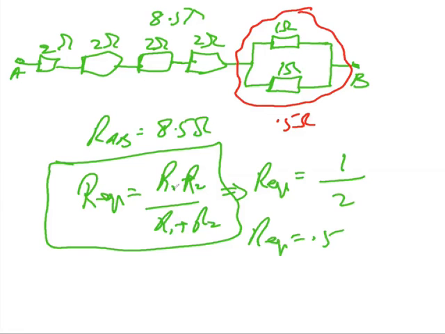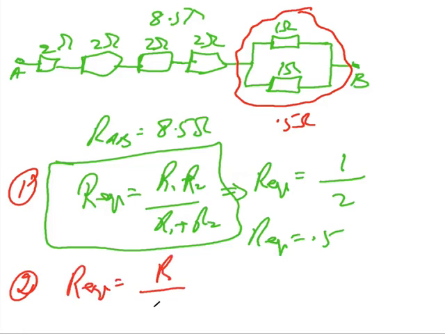And also, if the resistances are the same, this is one point you should remember. If all resistors have equal value, then your R equivalent will be equal to the value of one resistance divided by the number of resistances. In this case there are 2 resistances with the same value, so divided by 2. The value of one resistor is 1 ohm, so that should be 1 by 2 ohm.